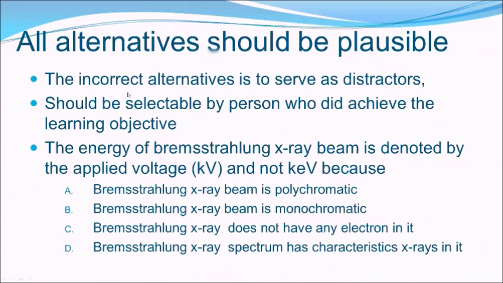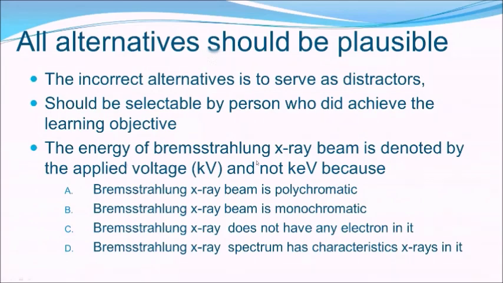The incorrect alternative should serve as a distractor. Unless he knows the correct answer, he should not be able to guess the right answer. It should be selectable by a person who did not achieve the learning objective. Only the person who knows the answer, the science behind your question, will be able to answer. For example, I asked the same thing.